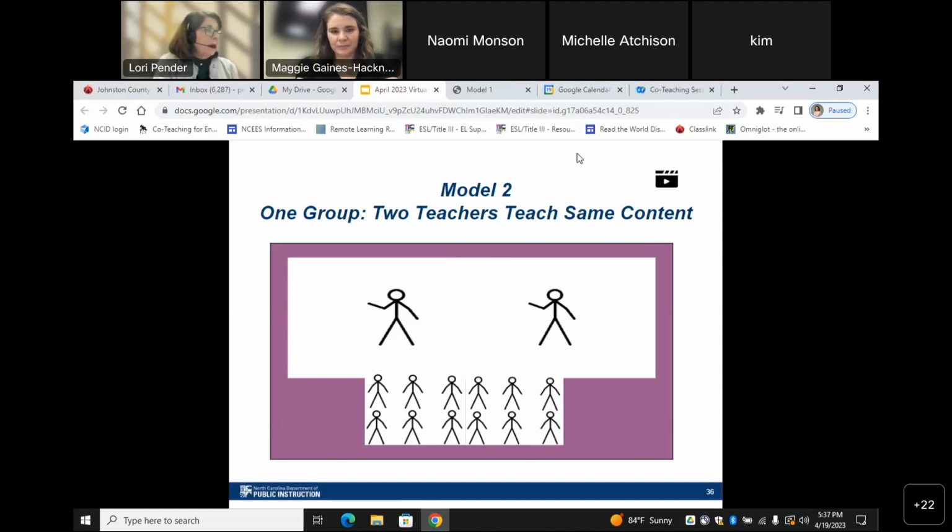I think one of the most impressive parts to me was that one teacher could lead the discussion and really focus on what the students were saying, and the other teacher could focus on that note taking and capturing the notes and also modeling how to take notes for those students.